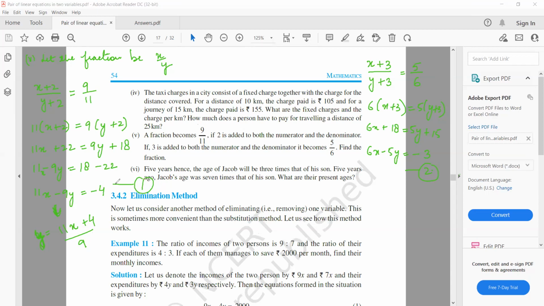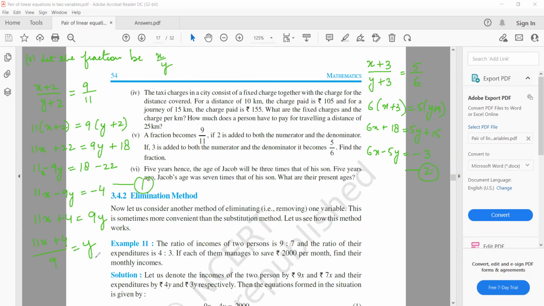No, 9y will go on the other side. So it will become plus y, 9. Ma'am, but it will divide it. Wait, I've actually skipped a step. Let me check. So it will actually be 11x plus 4 equal to 9y, isn't it? Am I correct, Harsha? Yes, ma'am. Okay, so y will be (11x + 4) divided by 9, equal to y. So now I'm substituting this value of y in my second equation.